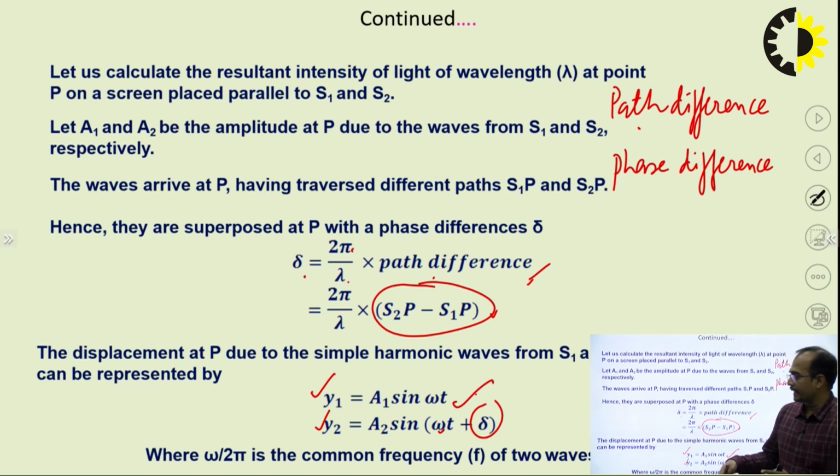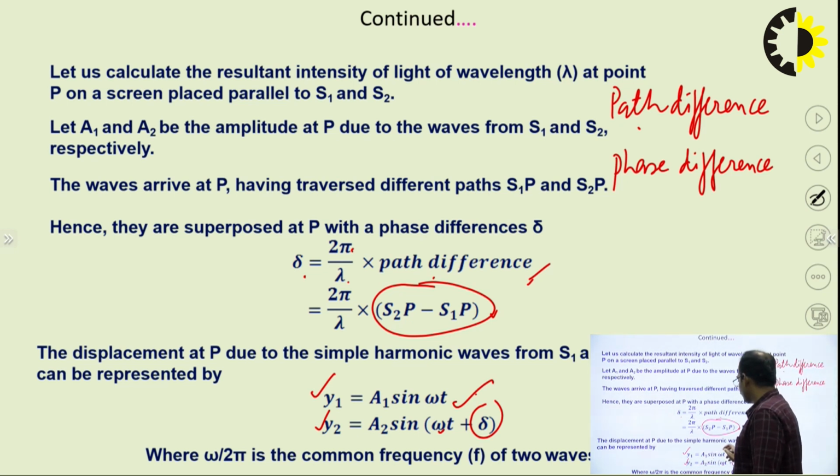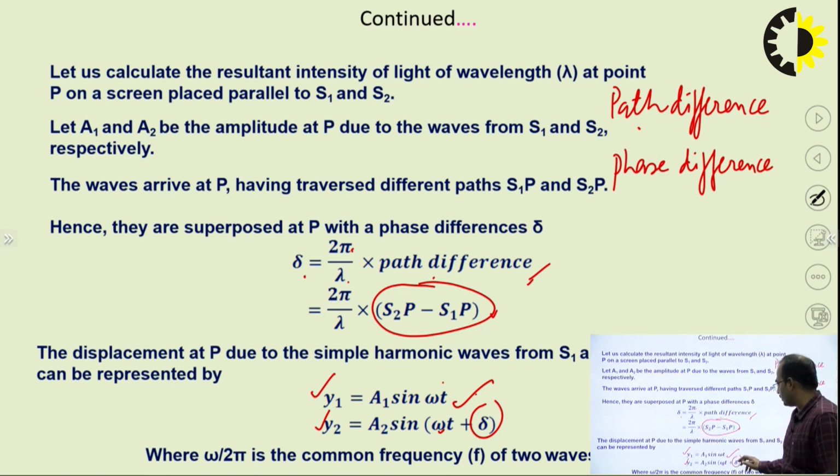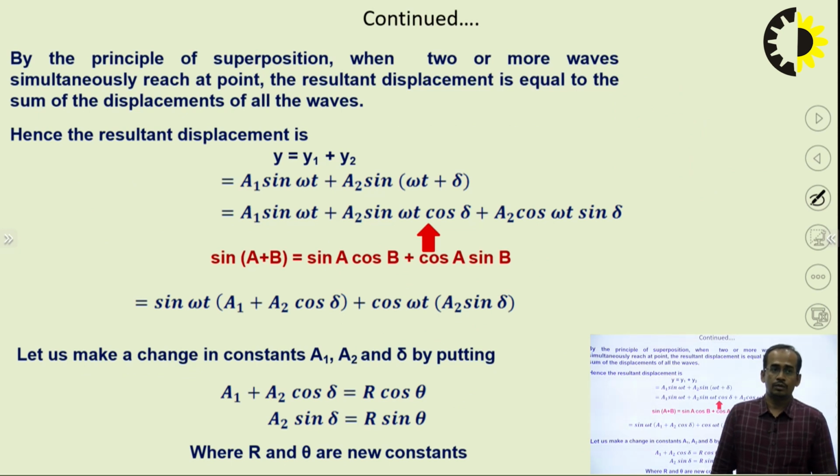So, now we can calculate. It should be very clear that two waves are passing. These two waves have different phases; I have created some phase difference between them. So, what will be the resultant wave which is passing through this? Y is equal to Y1 plus Y2.